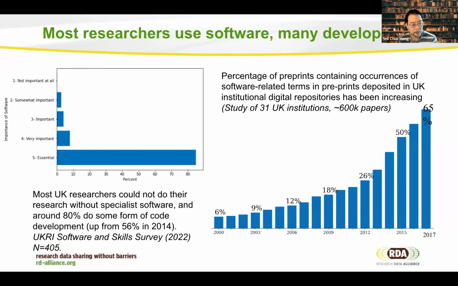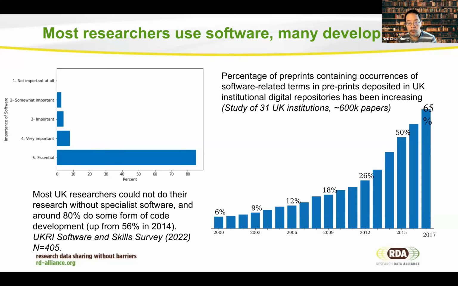The big thing that's changed since 2014, though, is the number of researchers who are doing some form of code development. A lot of that is just making small scripts, but some of them are contributing to larger packages or platforms as well. And that's gone up from about 56% in 2014 to around 80% in 2022. So what we're seeing is many more researchers are developing code.